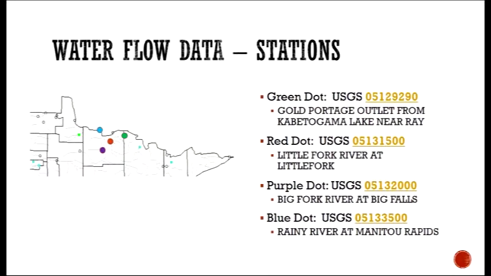These 4 monitoring stations were chosen because they have the most data available in the region. Gold Portage Outlet has data back to the 1980s, while the Little Fork, Big Fork, and Rainy Rivers have data back to the 1920s.